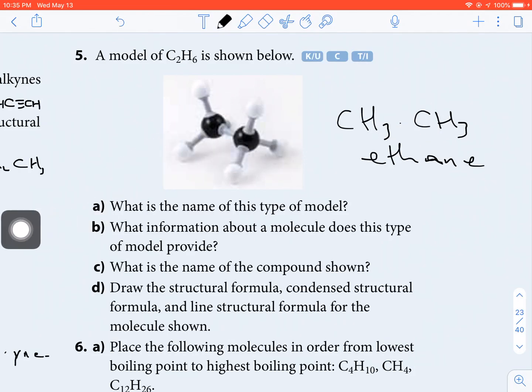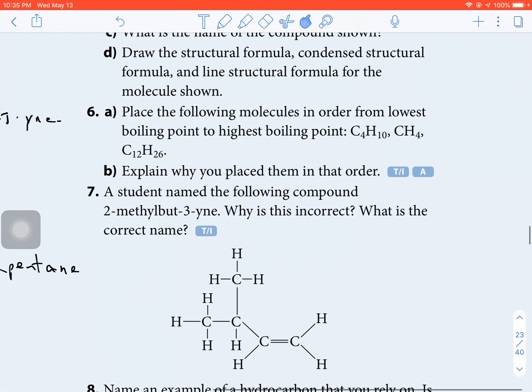Where are the atoms, right? So it's actually better than just a two-dimensional CH3CH3. It's a three-dimensional structure that shows shape. So C says what is the name of the compound? We've already named it as ethane. And D says draw the structural formula. We're not going to get into line formulas or anything else. I'm just going to go with CH3-CH3. Okay, question 6 goes into yesterday's note.